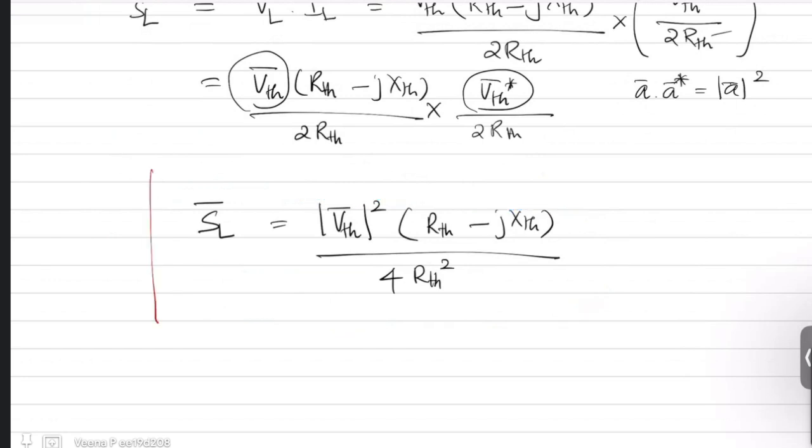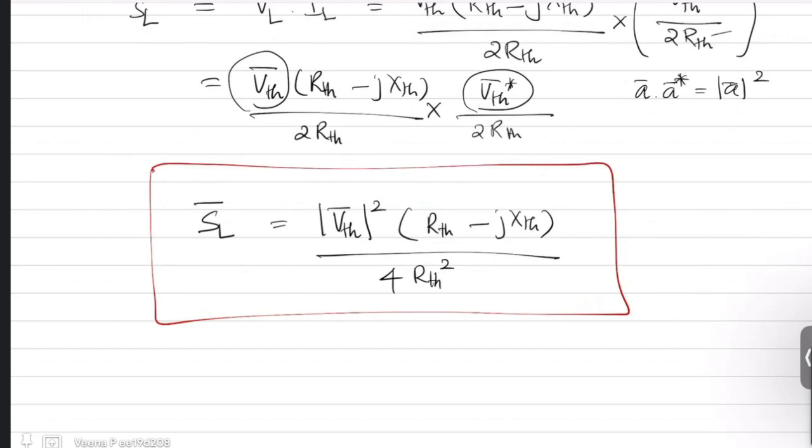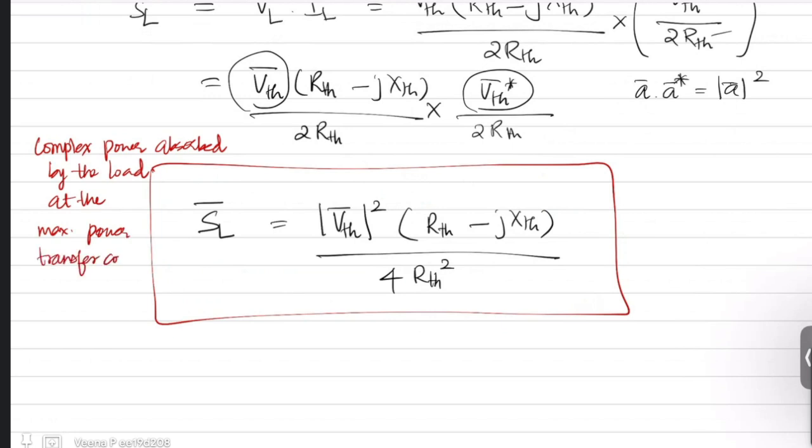So this is a very important equation. This represents the complex power absorbed by the load at the maximum power transfer condition.